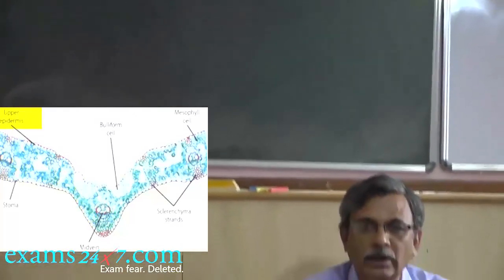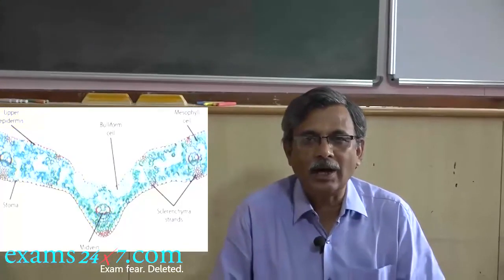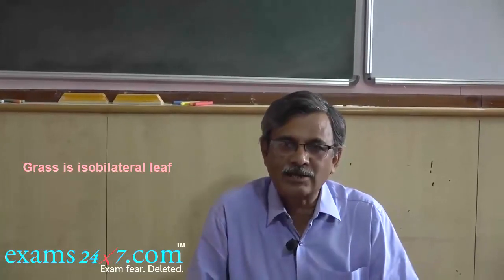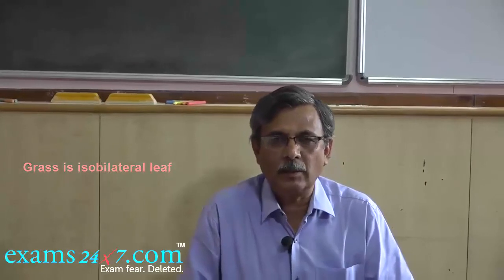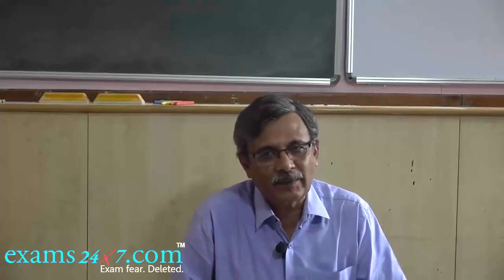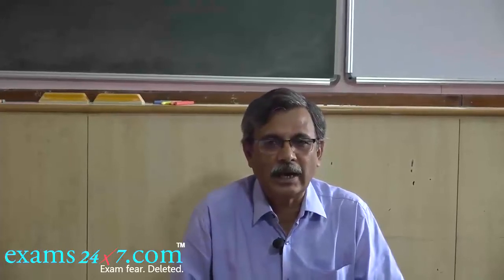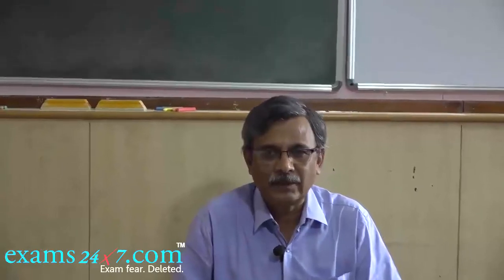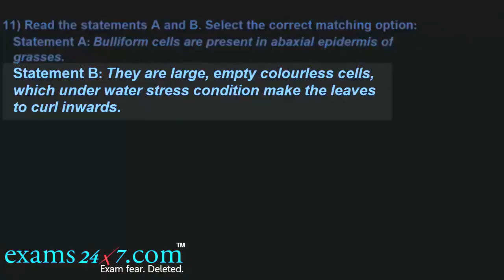They are found in the upper epidermis or dorsal epidermis of isobilateral leaf. Grass is an isobilateral leaf and the upper or dorsal epidermis is called adaxial epidermis. But here it is mentioned abaxial, thereby statement A is incorrect. Now we come to statement B.